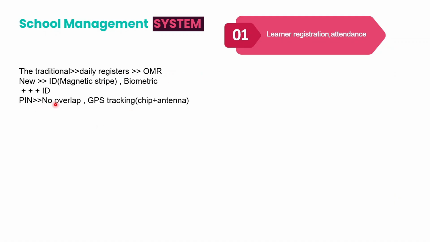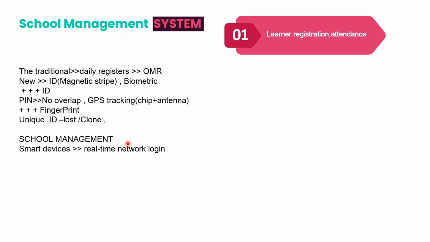For the IDs, the students will be asked to insert their PIN numbers, so there are no overlaps. The GPS will keep tracking the card. For some nursery schools, they would know where the student is. And for the fingerprint, the advantage is that it's unique and we can avoid the circumstances of the ID getting lost or the cloning of the card or passing the card to another student. For the school management, the students can use laptops, tablets, smartphones for real-time registration over the network. So the school management provides this facility, so this will be much easier.